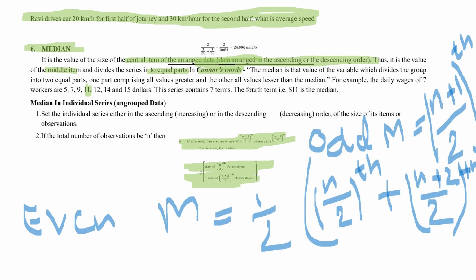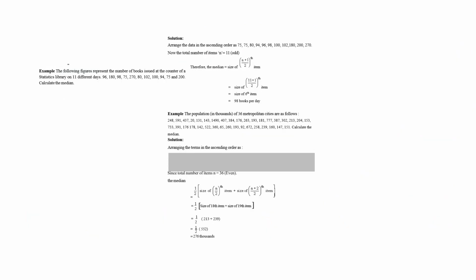The following figures represent the number of books issued at the counter of a statistics library on 11 different days, that is 96, 180, 98, 75, 270 up to 200. Calculate the median. Here there is an odd number, so the n plus 1 divided by 2th item is the median.